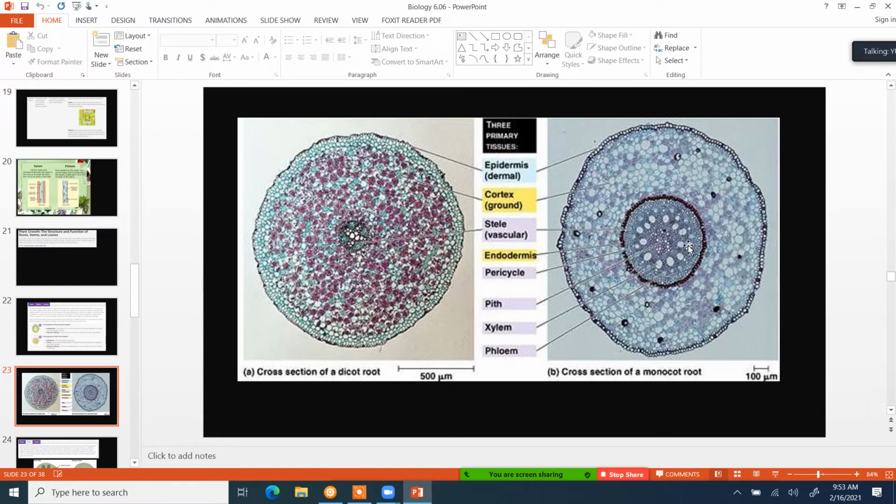So in the middle is the vascular tissue, the xylem and phloem. On the outside is the ground tissue. So the xylem is inside, right? The xylem and phloem are part of the stele, the vascular line, because they're transportation tissues or cells.